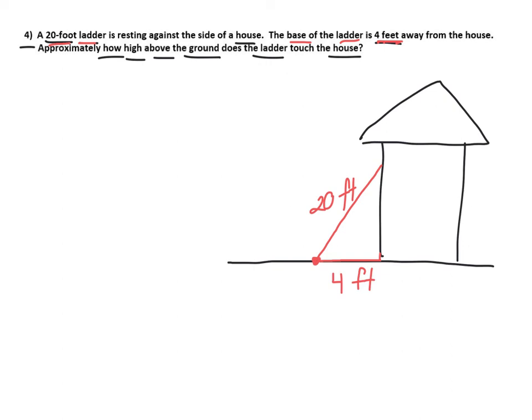So they want to figure out how high above the ground does the ladder touch the house. So this is where the ladder touches the house. Straight down is the ground. That is what I'm looking for. Now, in this case, this is a right triangle. I can label my parts in my right triangle. Obviously, the ladder is going to be the hypotenuse, and x and 4 are going to be my legs.